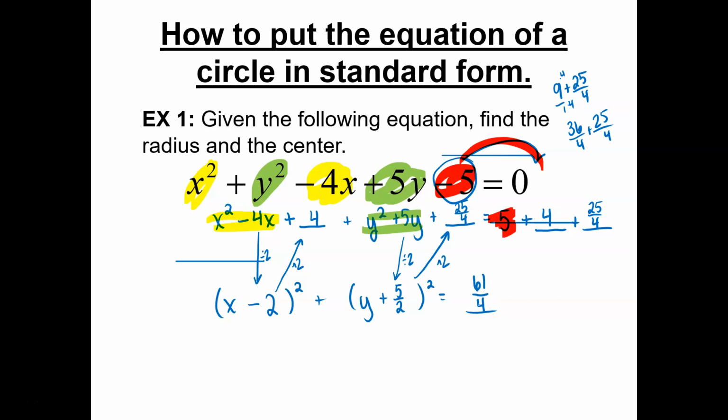as your number there. And you're not solving this. It's not an equation where you're solving for the x or solving for the y. So you have now put this in standard form. So the center would be at 2, -5/2. And the radius would be square root of 61 over 4, which could be square root of 61 over 2 if you would like.